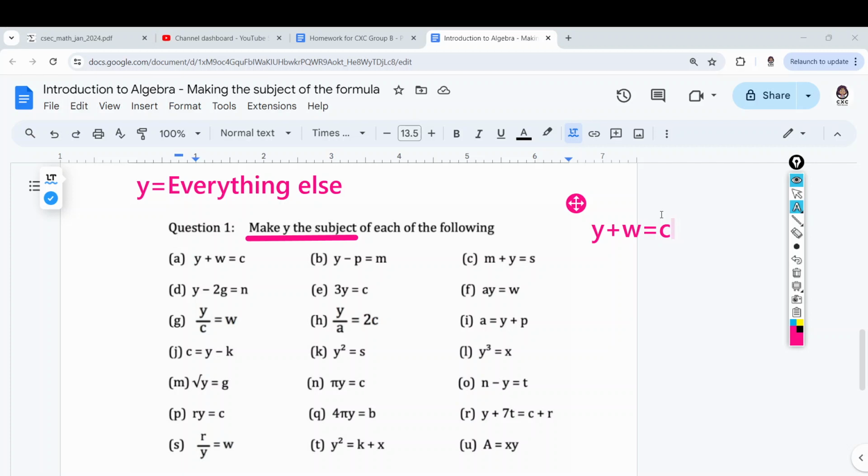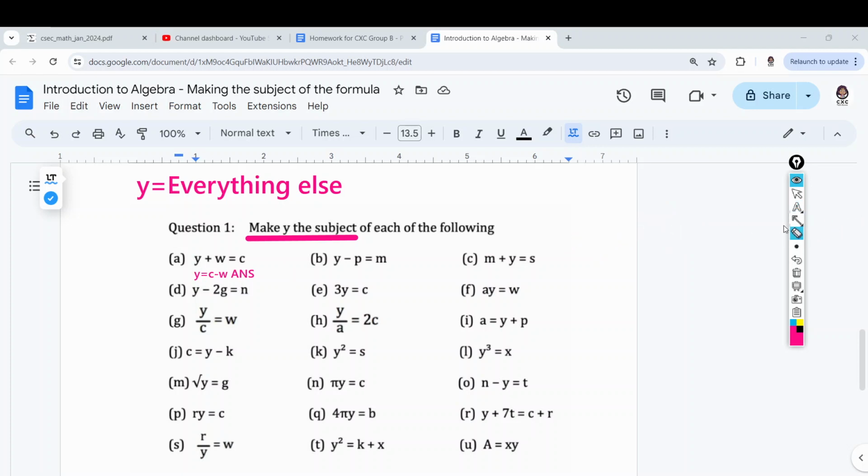So that's the first one. So guys, in order to get y by itself, we need to carry w over to the right side. So the answer for that one is y = c - w. So that's really easy. So I'm just going to put this down here. I'm going to reduce the size. So y = c - w, and that's the answer, guys. That's making the subject. So y is equal to everything else. Does that make sense? I hope it's making more sense, guys.